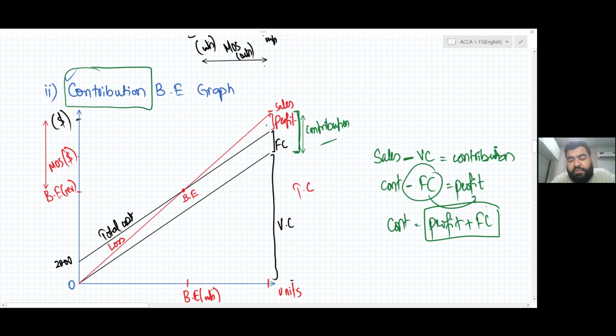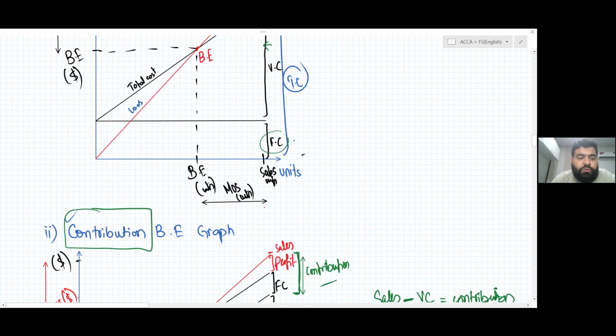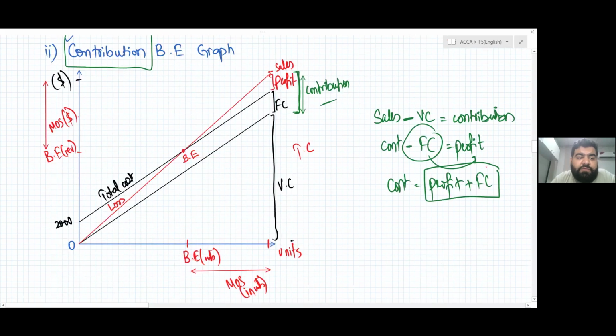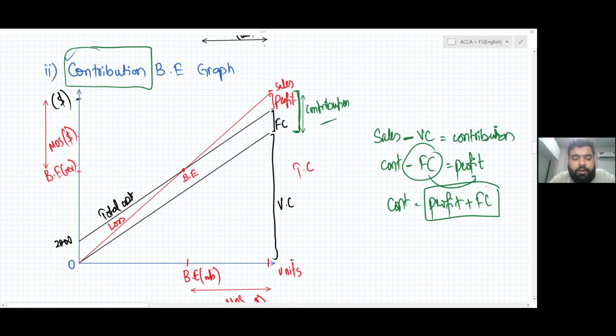That's why this graph is being made in the chapter. So we have two graphs done, the simple break-even graph and the contribution break-even graph. Again, the diagram will not come to prepare. You have to understand the knowledge, because in F5 I'll make the graphs. In the next chapter there are also very important graphs.